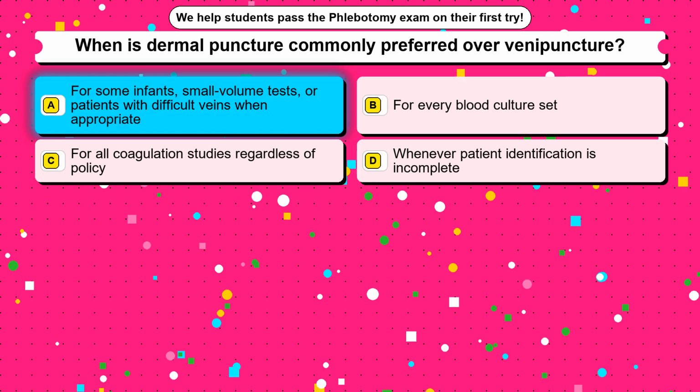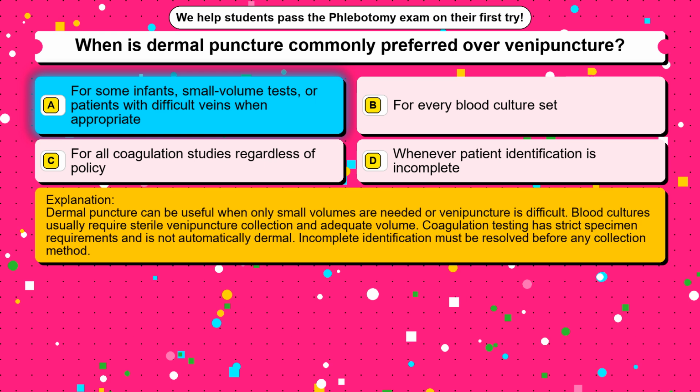The correct answer is option A. For some infants, small volume tests, or patients with difficult veins when appropriate. Dermal puncture can be useful when only small volumes are needed or venipuncture is difficult. Blood cultures usually require sterile venipuncture collection and adequate volume. Coagulation testing has strict specimen requirements and is not automatically dermal. Incomplete identification must be resolved before any collection method.